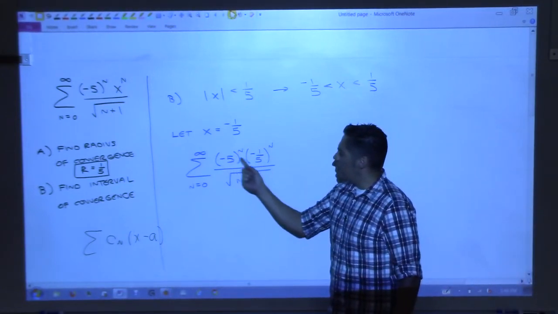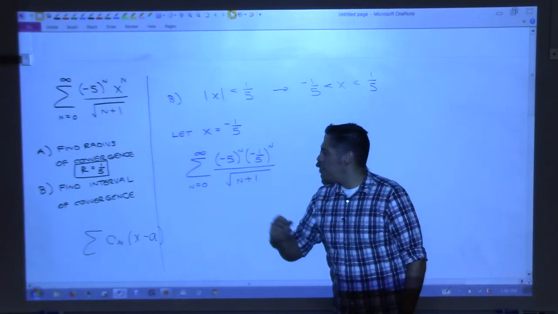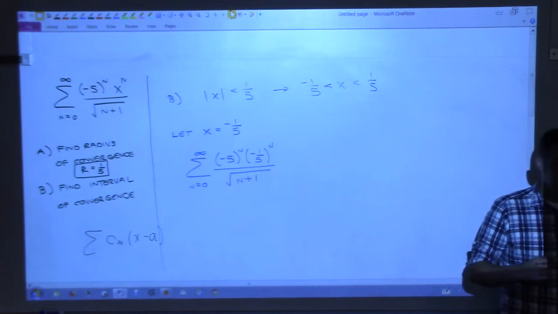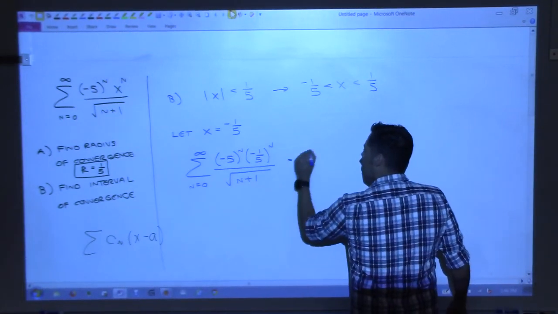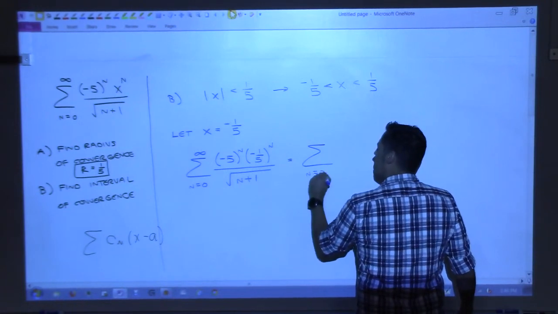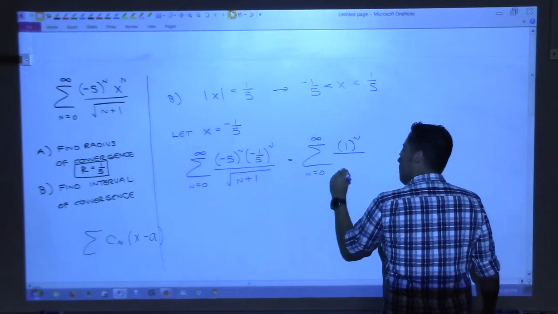Since these are both to the nth power, we can put them together. You can multiply negative 5 times negative 1/5, which would give you positive 1 to the nth power. But positive 1 to the nth power is just 1, right?